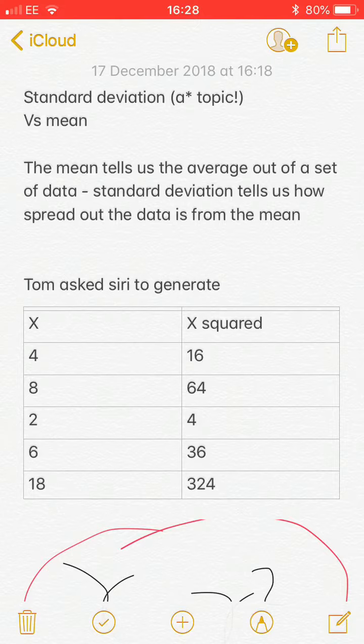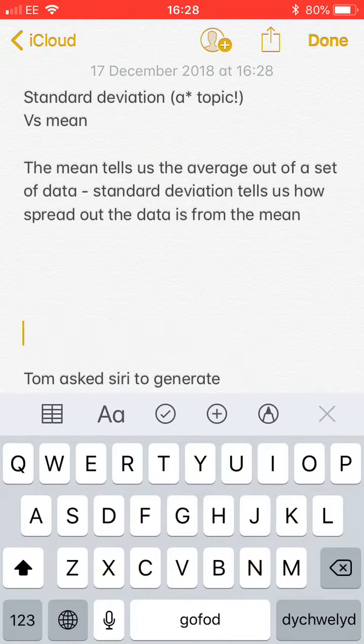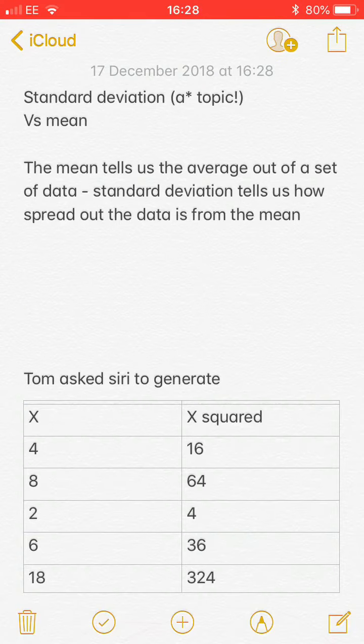Anyway, let's just begin. So, standard deviation, which is an A-star topic, versus the mean. The mean tells us the average out of a set of data, whereas standard deviation tells us how spread out the data is from the mean.